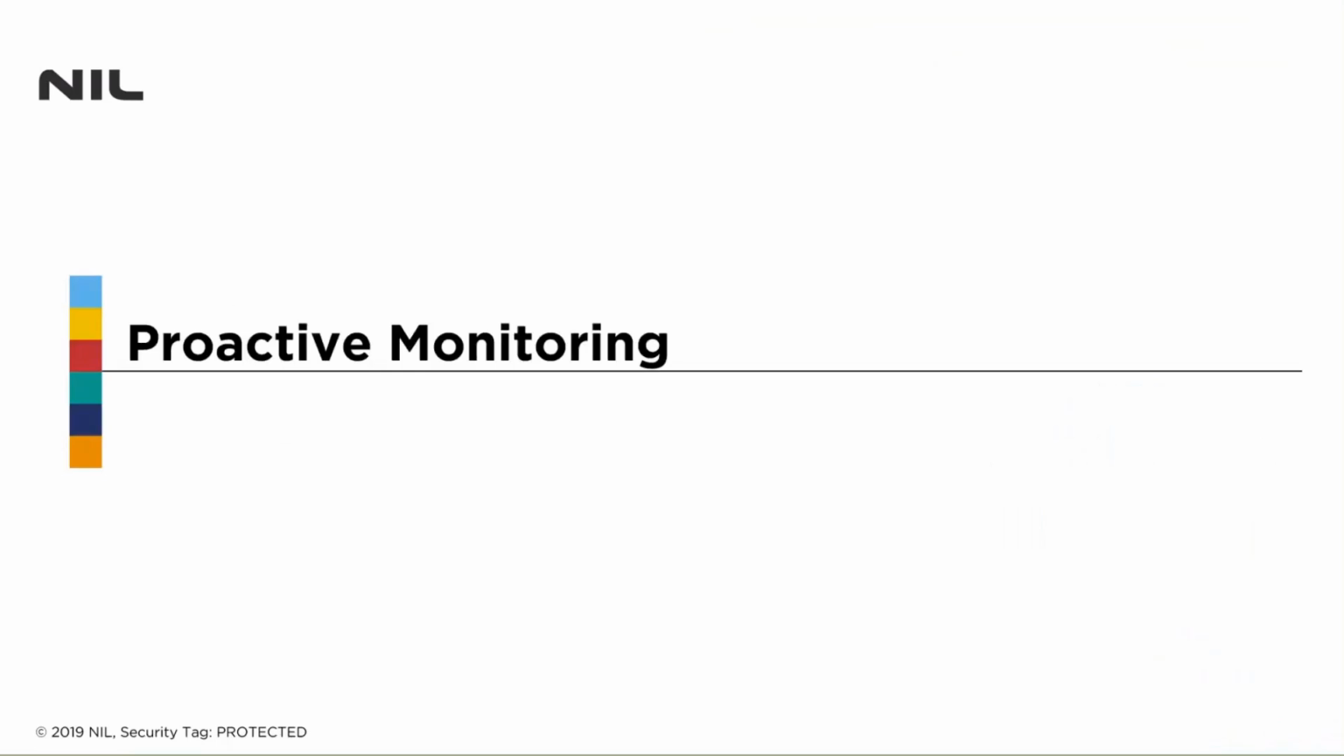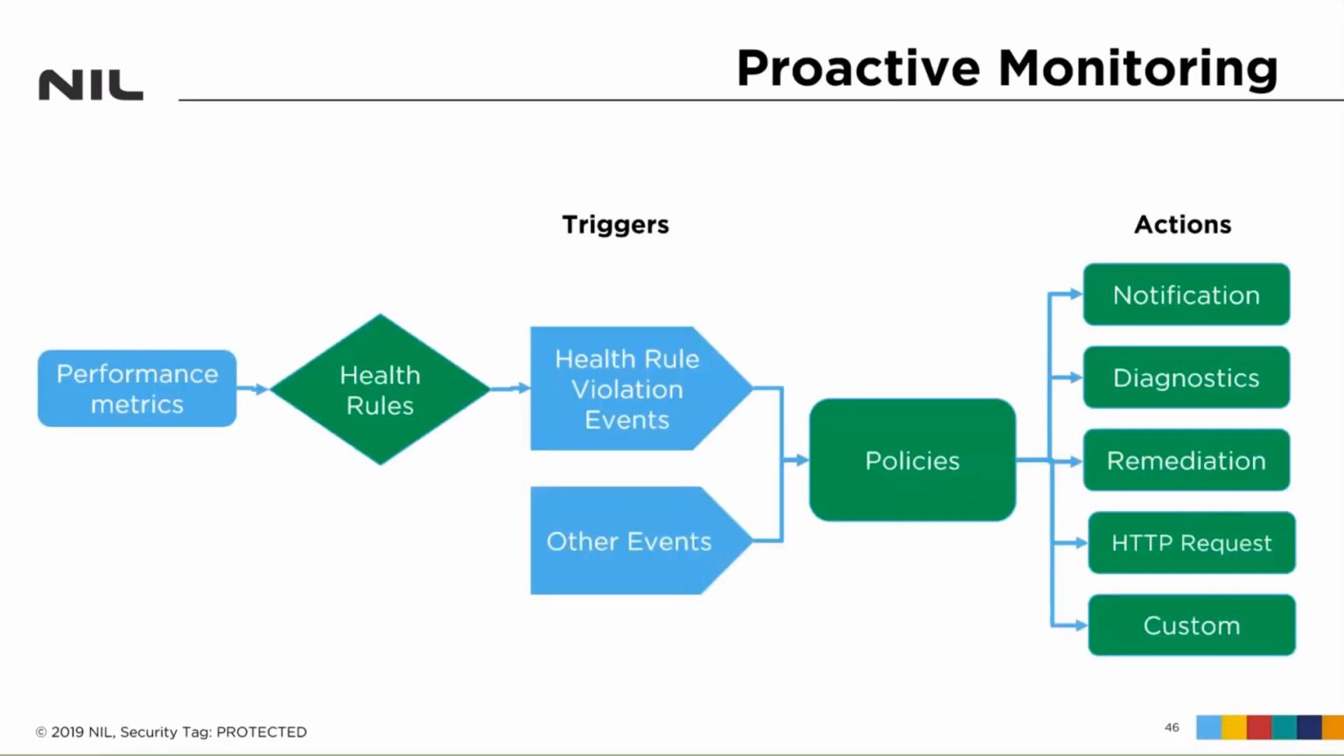AppDynamics makes monitoring proactive. Proactive monitoring includes three main components, which are health rules, policies, and actions. Health rules are used to determine status of a metric. Actions are used to define an operation which must be executed. And policy is the glue between health rules and actions. So for example, if one node's response time increases, the specific node could be rebooted. If disk space reaches a limit, a disk clean tool might be started.